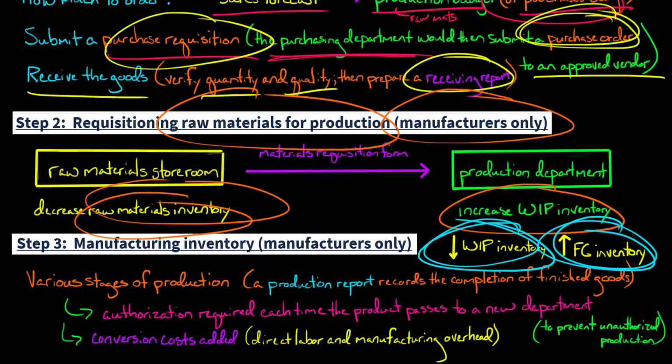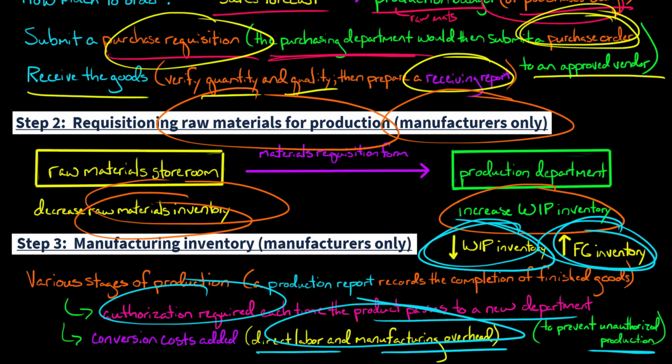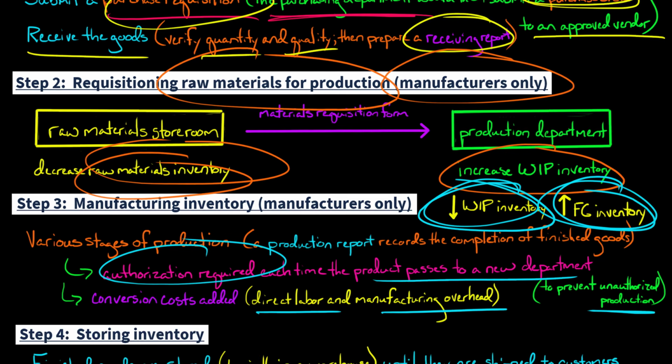Now, as the product goes through each department, there should be authorization required to make sure that there is no unauthorized production. And these manufacturers, each time it goes to a different department, are going to be adding conversion costs. Because remember, you have the cost of direct materials, the materials being used, but then you also have direct labor and manufacturing overhead. These costs are not in the raw materials inventory, but once you start working on it, get to work in process inventory, you're adding direct labor costs and manufacturing overhead. So these costs are going to be added as the inventory is manufactured.